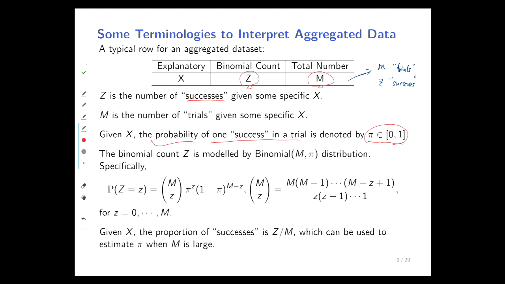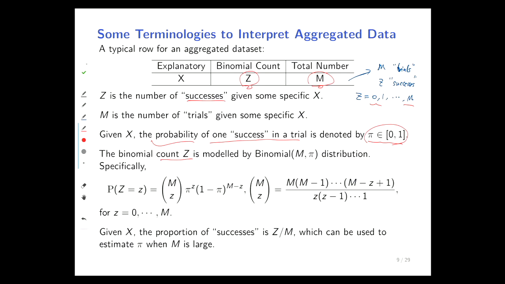And in this case, how to model this count Z? Obviously Z can only start from 0, so that means 0 successes, 1 success, and so on until M successes. So Z is a number, and it can only take values from 0 to M. If you still remember, how do we use some distribution to model this kind of random variable, which can only take values from 0 to m? That is the binomial distribution.